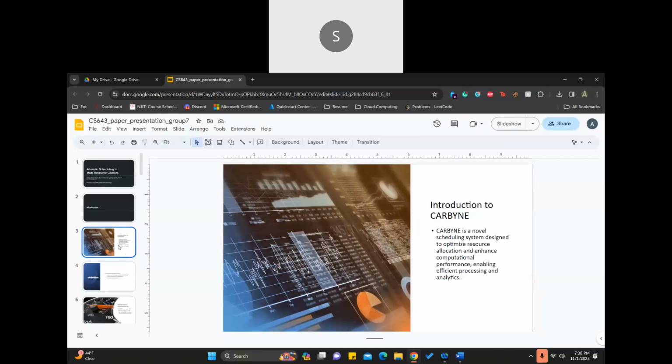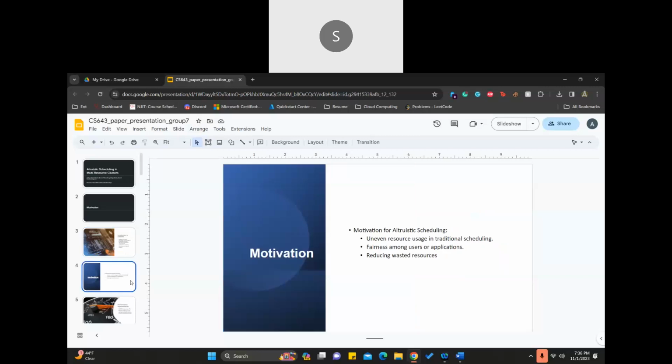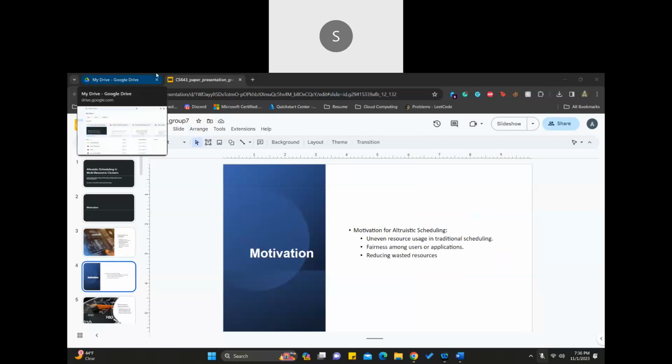Can you go to the next slide? Okay, here we have the motivation for altruistic scheduling, and these are some of the key points: uneven resource usage in traditional scheduling, fairness among users or applications, and reducing wasted resources.